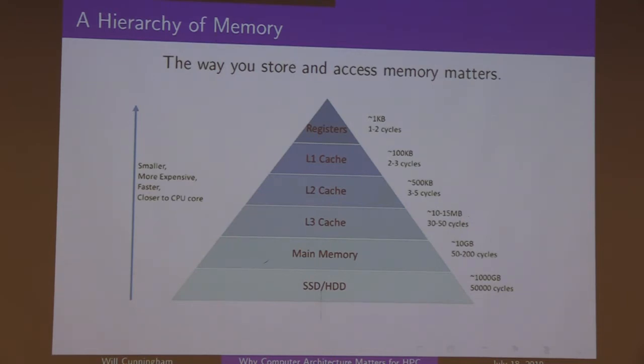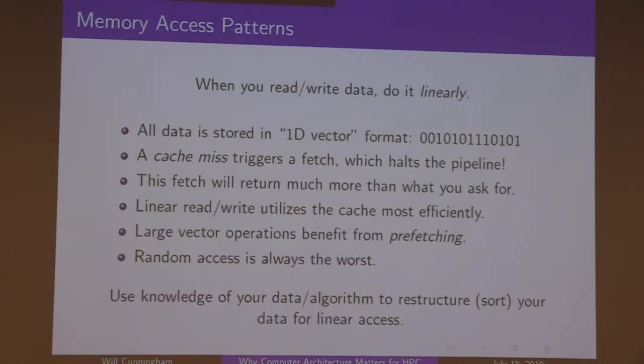You want to make sure that you're using what's in the cache to the greatest extent possible. So when you read and write data, you want to do it linearly. Even if you have these crazy classes or data structures or multi-dimensional arrays, at the end of the day, everything is stored in 1D vector format. It's just a string of ones and zeros.